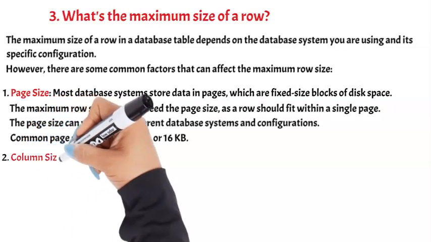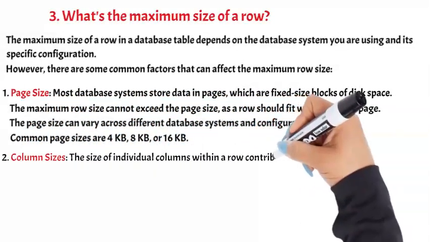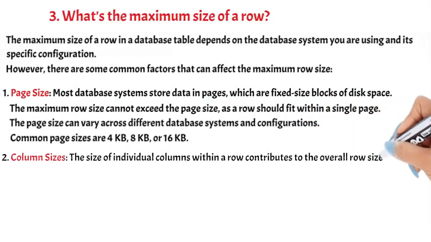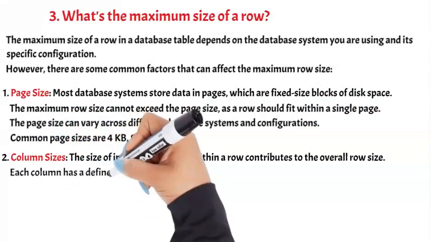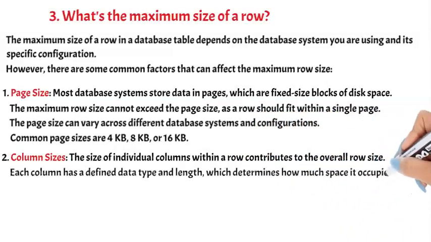2. Column sizes. The size of individual columns within a row contributes to the overall row size. Each column has a defined data type and length, which determines how much space it occupies in a row.